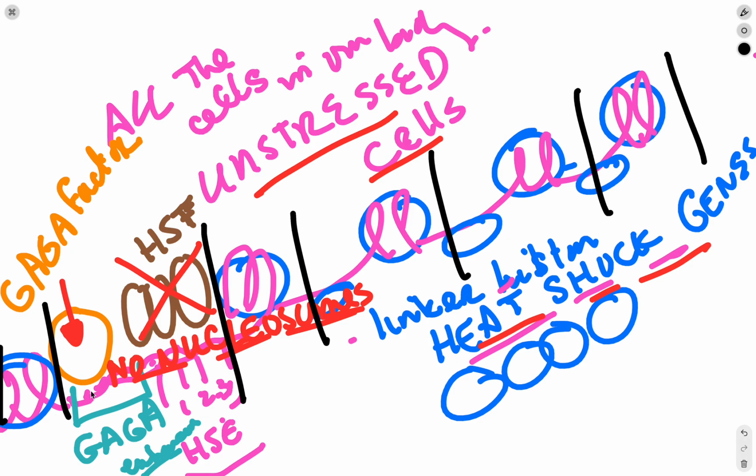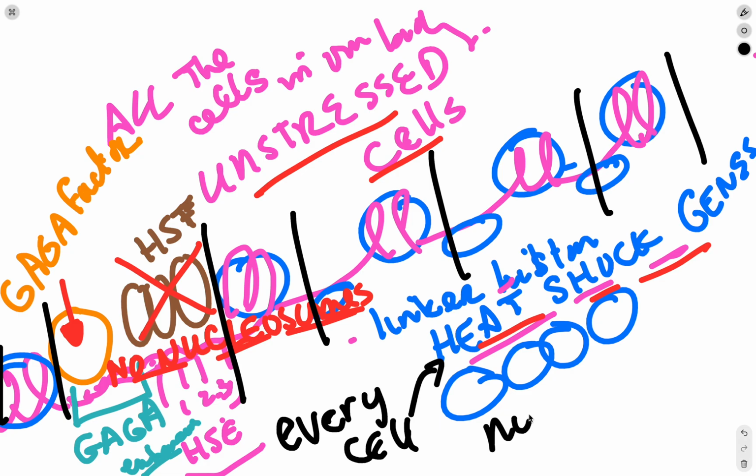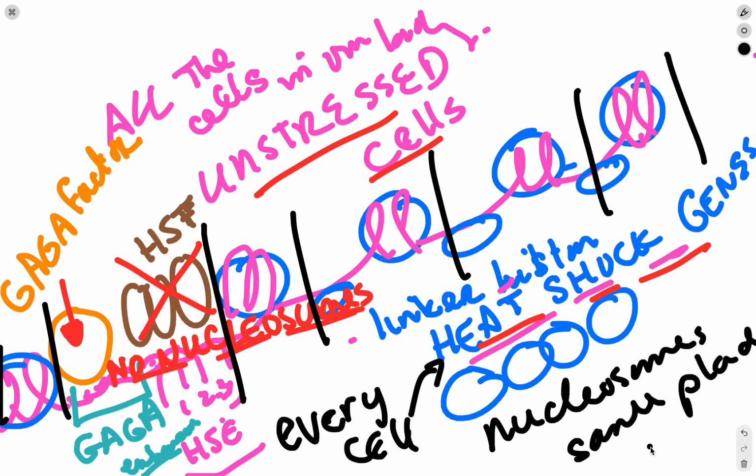And in every cell on the heat shock genes, the nucleosomes are always in the same place, the same phase. And that's because GAGA factor sets up the nucleosome binding. And so that's the role of the GAGA factor. GAGA factor is cool because it makes sense, and it's important. It's always in our cells, and that's what it's doing.